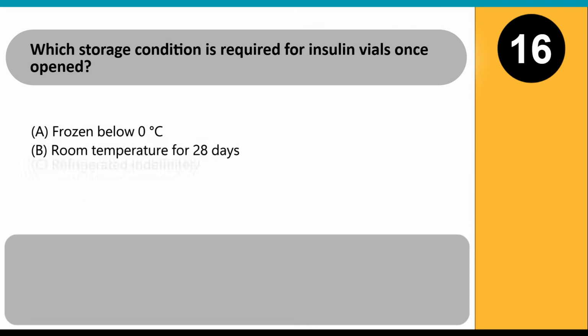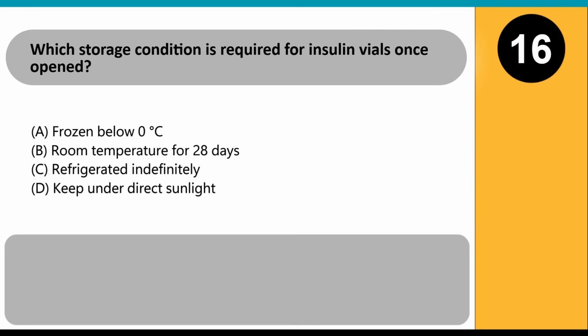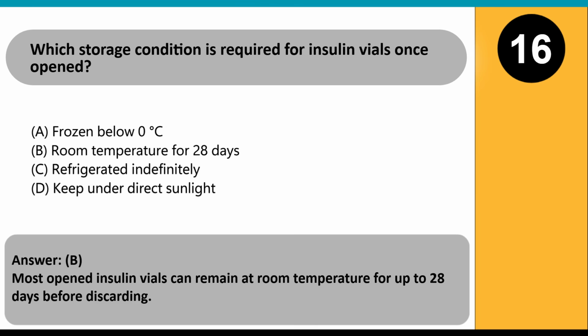Which storage condition is required for insulin vials once opened? A. Frozen below 0 degrees Celsius. B. Room temperature for 28 days. C. Refrigerated indefinitely. D. Keep under direct sunlight. Answer: B. Most opened insulin vials can remain at room temperature for up to 28 days before discarding.